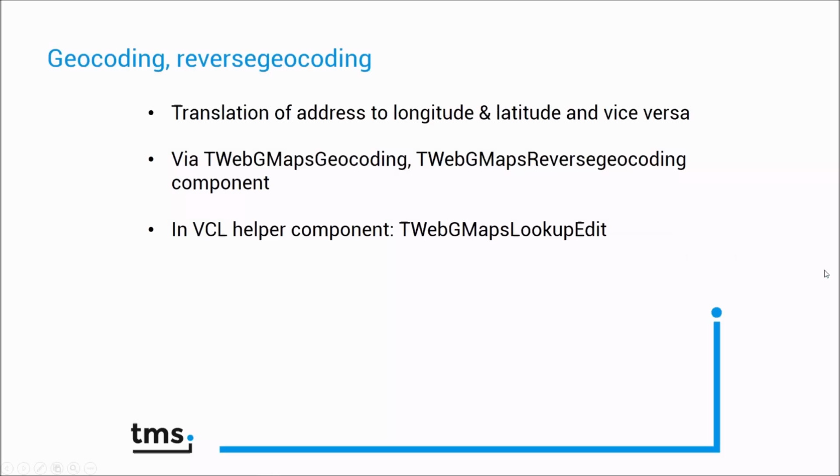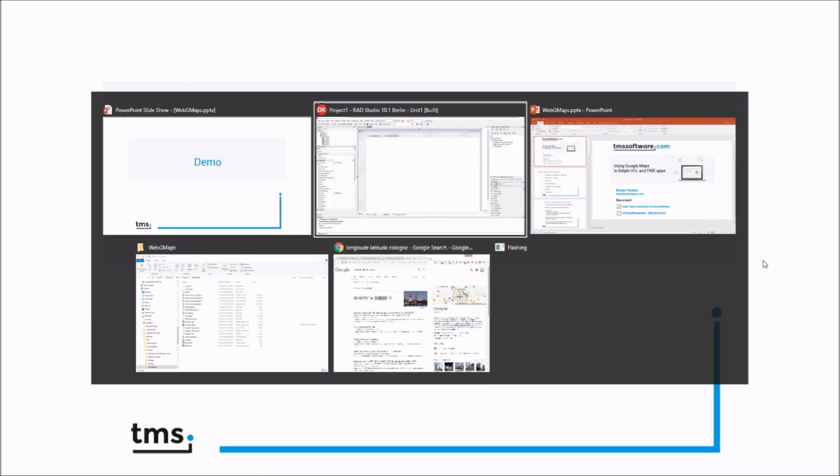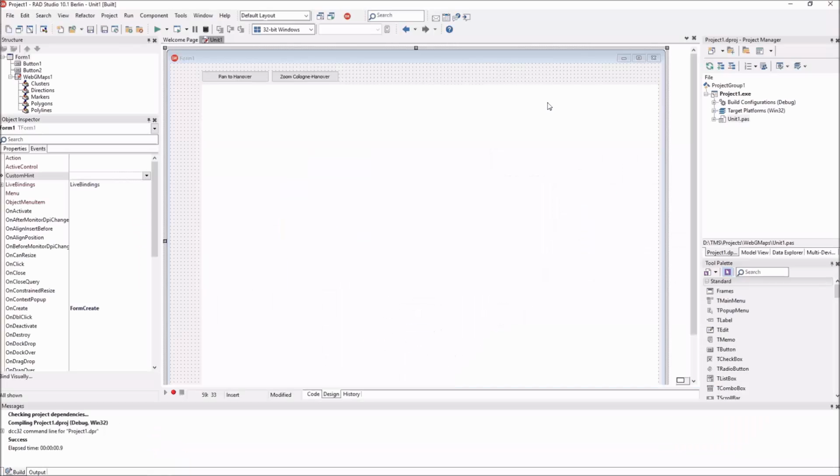And that is it for the second part of this demo about position control and adding markers. So let's move to the third part of the demo, the part about geocoding, reverse geocoding, and we will use the non-visual components TWebGMapsGeocoding, TWebGMapsReverseGeocoding for this. And I will also introduce a VCL specific component, the TWebGMapsLookupEdit. And so let's move back to Delphi.